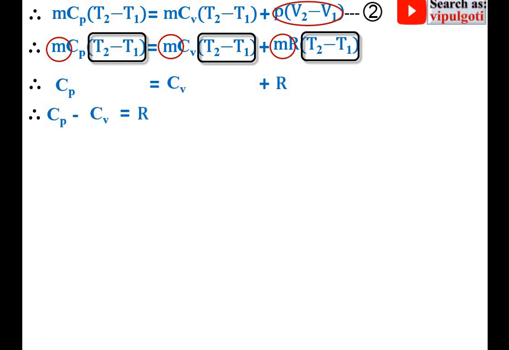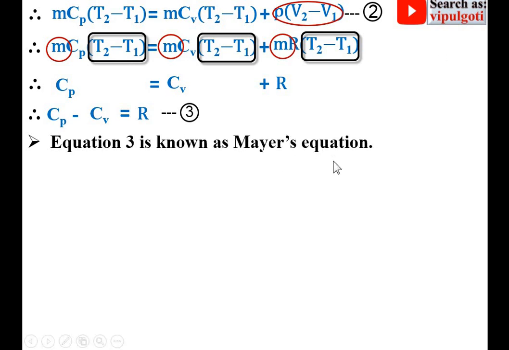Let's say this is equation number 3, and it is known as Mayer's equation. It is the relation between the two specific heats, Cp and Cv: the specific heat at constant pressure and the specific heat at constant volume. You have to remember this relation: Cp minus Cv is equal to R.